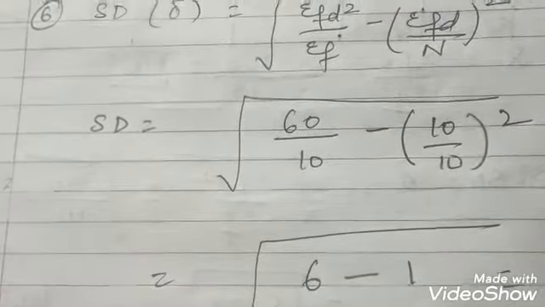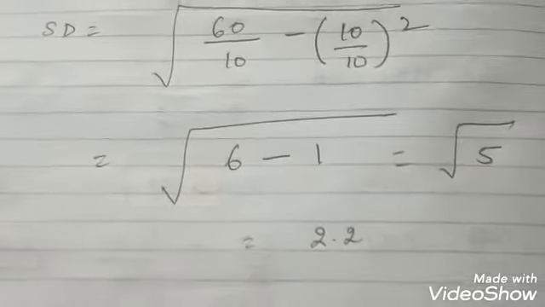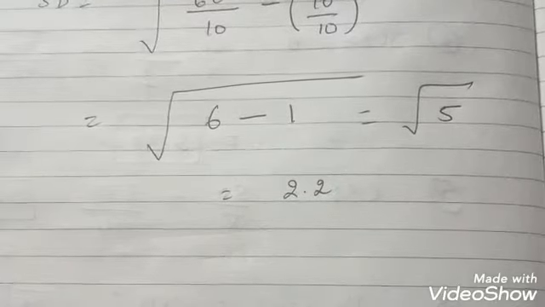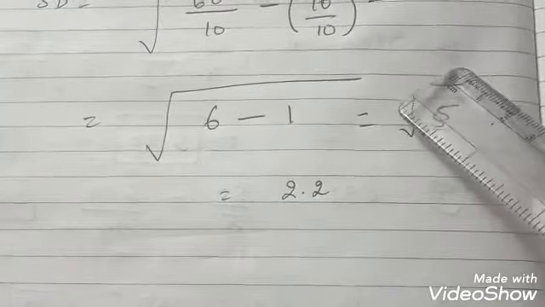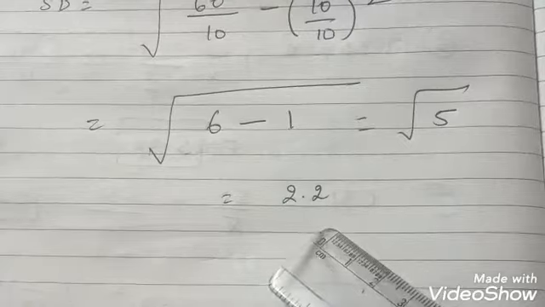So इन दोनों में फर्क है, right? When you post the values, it is 60 upon 10 minus 10 upon 10 the whole square. I told you always जो भी ब्रैकेट में होगा उसे अलग से सॉल्व कर लो. So you get 6 minus 1, 5, under root 5 is 2.2.